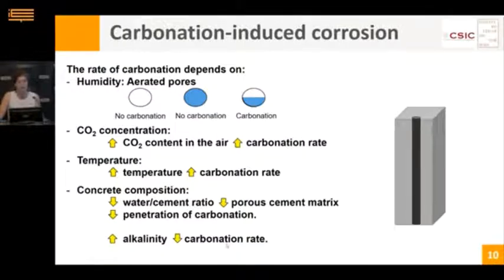I would like to explain how the carbonation-induced corrosion of steel damages reinforced concrete structures. A corrosion product, shown in orange, is formed with a greater volume than the steel itself. This volume increase induces tensile stress in the concrete, and cracking and spalling of the concrete cover takes place.